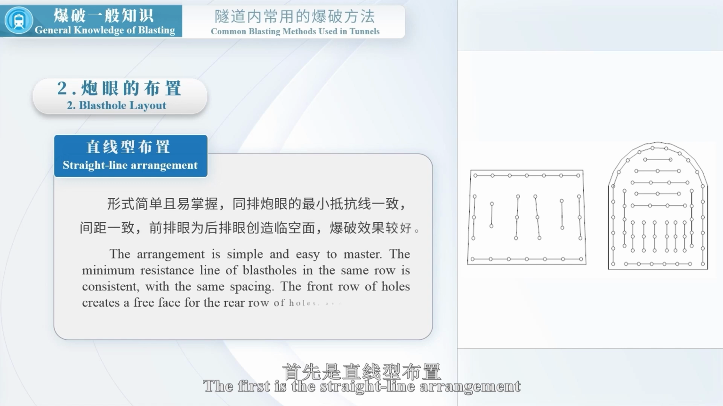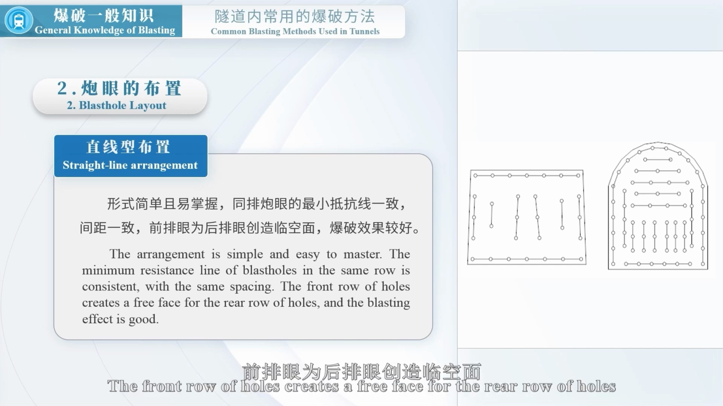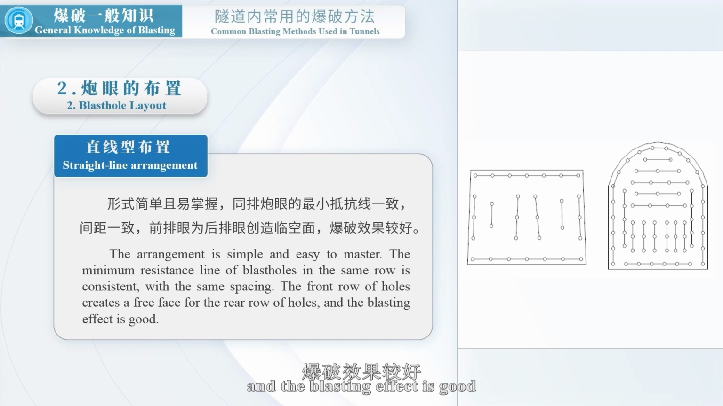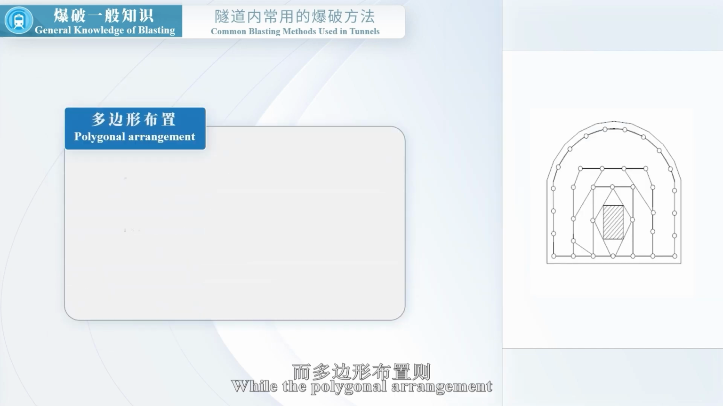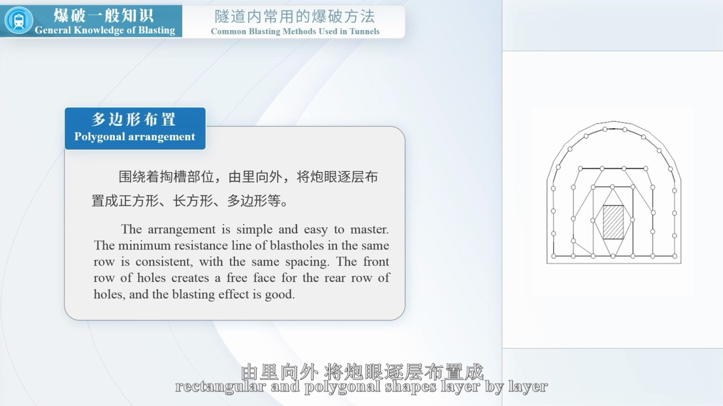The first is the straight line arrangement, which is simple and easy to master. The minimum resistance line of blast holes in the same row is consistent with the same spacing. The front row of holes creates a free face for the rear row of holes, and the blasting effect is good, while the polygonal arrangement makes the blast holes arranged into square, rectangular, and polygonal shapes layer by layer, from inside to outside around the cut position.